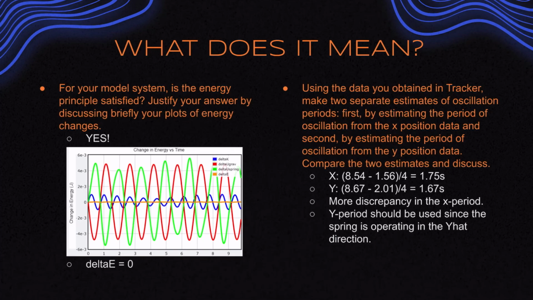So what does this all mean? For the model system, is the energy principle satisfied? Yes, delta E is indeed equal to 0. The orange line would not be constant if the energy principle was not satisfied.